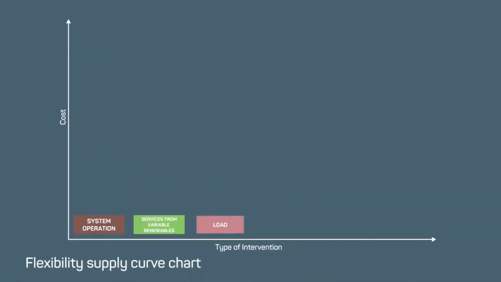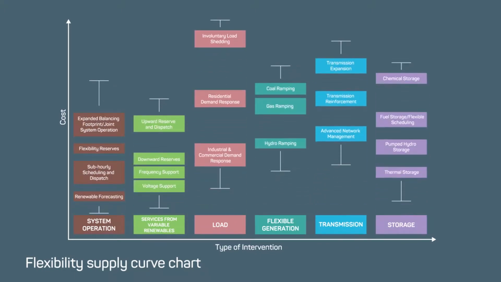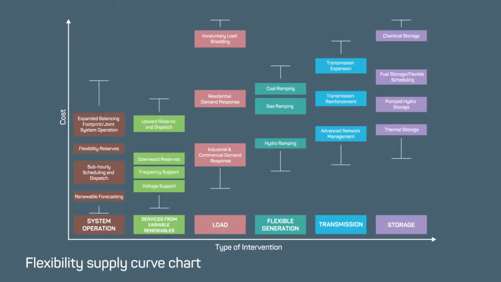Fortunately, numerous sources of flexibility are available to electricity system operators and planners. This chart, which we refer to as the flexibility supply curve, identifies many flexible measures and organises them roughly according to their relative costs. Please note, however, that the actual costs and relative ordering of these measures is system dependent and may change over time as technologies evolve.